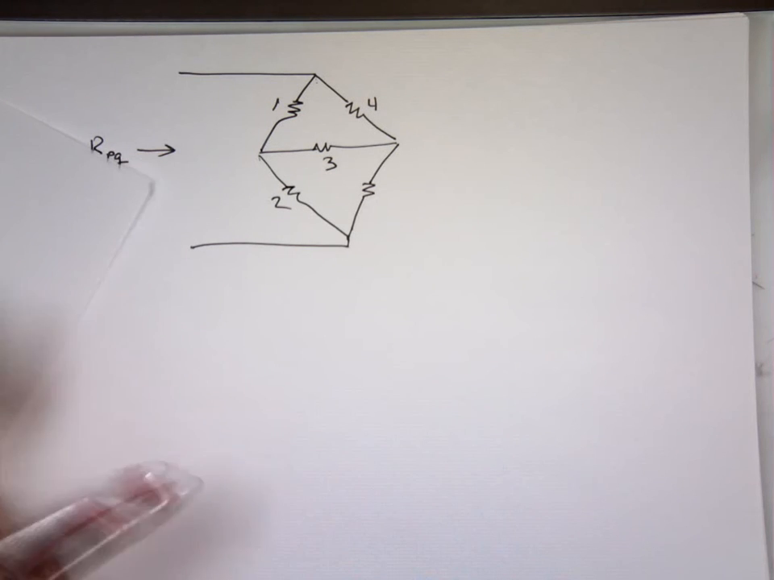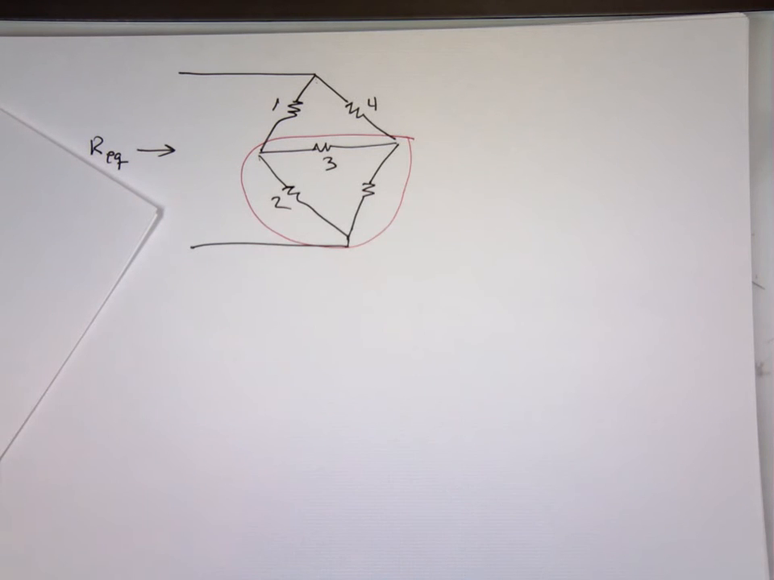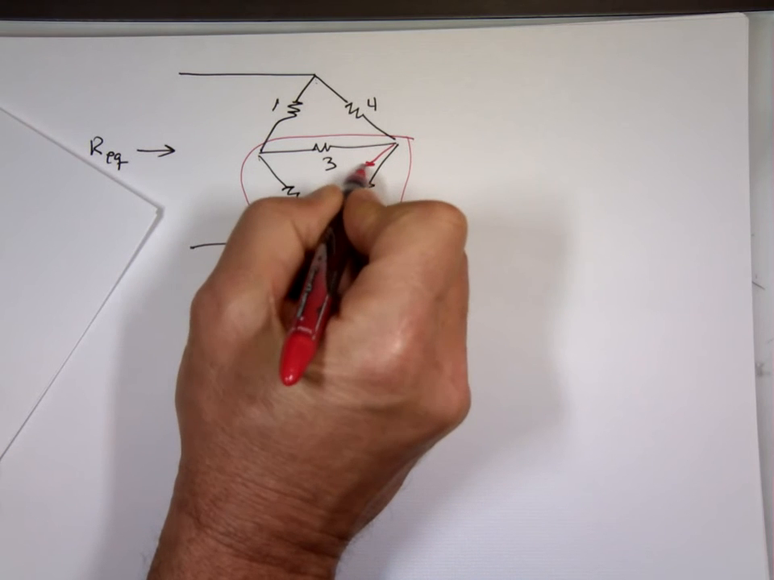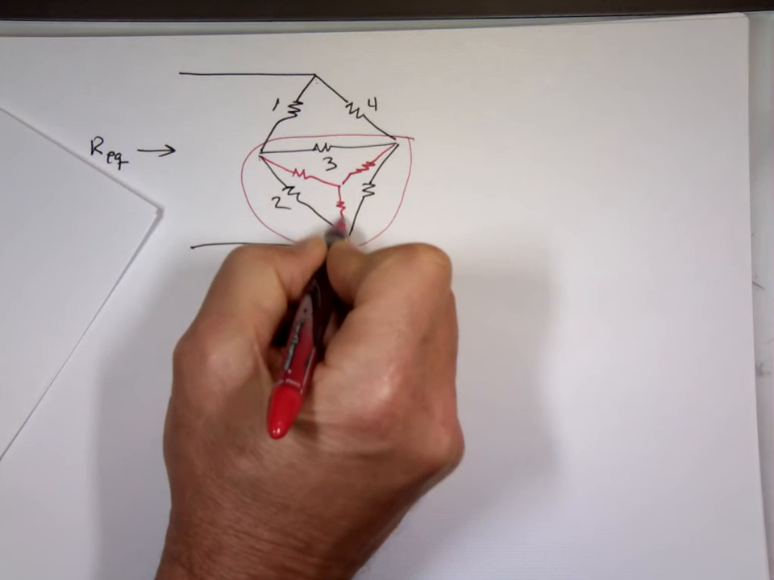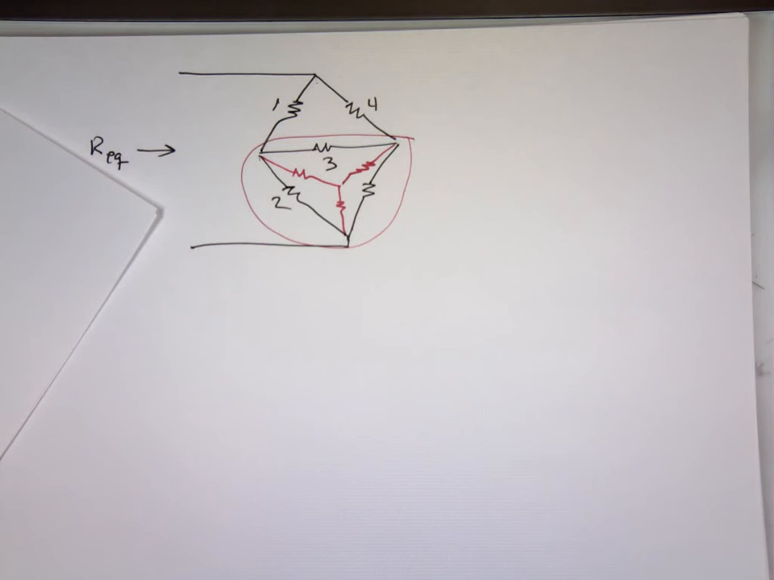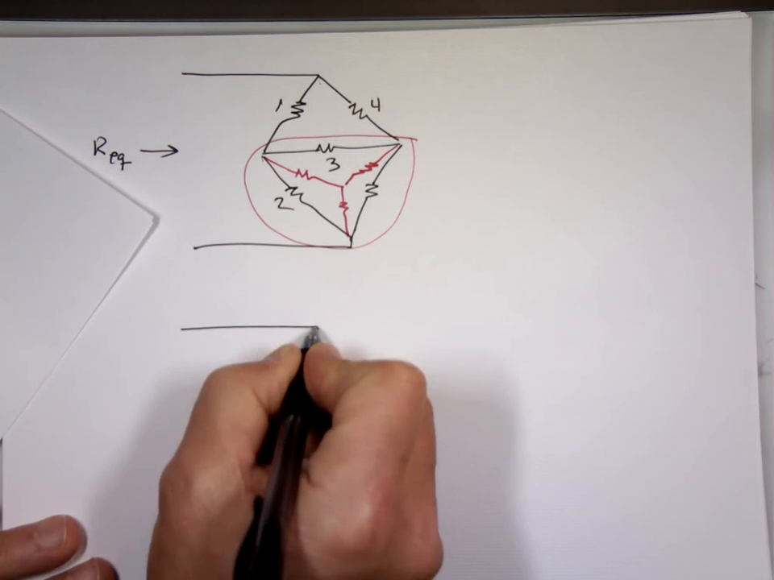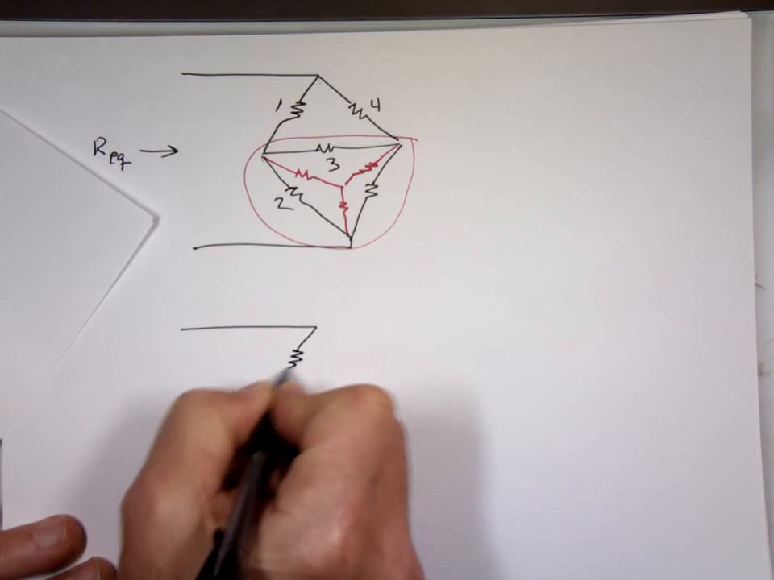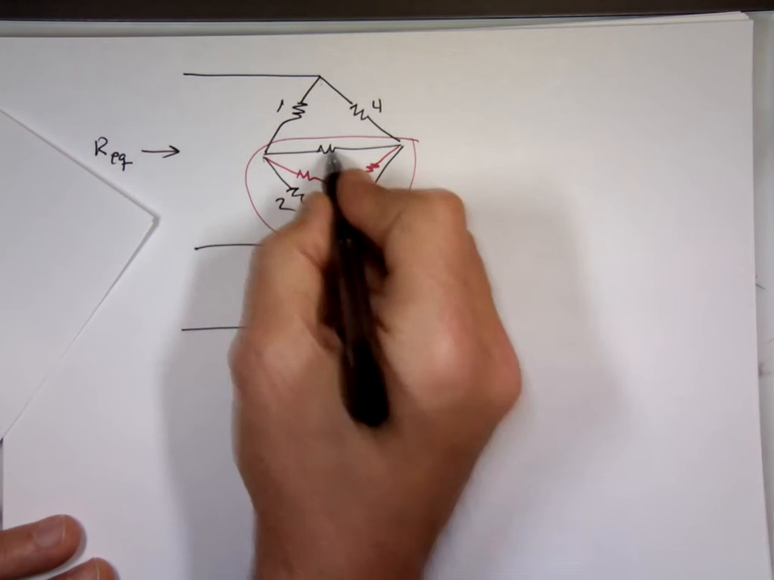What I could do, I can take this one now. This is a delta. See it? And replace it with an equivalent Y. The equivalent Y will look like this. So my circuit, after I do the conversion, will look like this. And now instead of having this, it will have this.